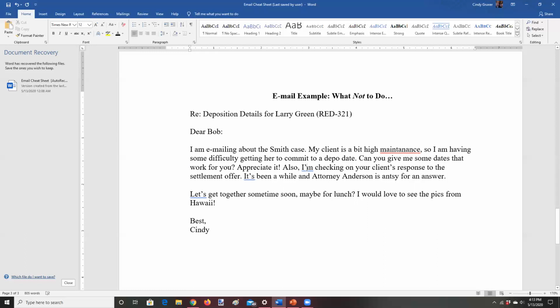And get those done. I'm going to suggest that you stop using contractions in your writing because many of us have this habit where we use contractions all the time, and it's really hard to get out of it if we're used to it. So it's a good idea to just go ahead and get out of the habit of using contractions. I am emailing about the Smith case.